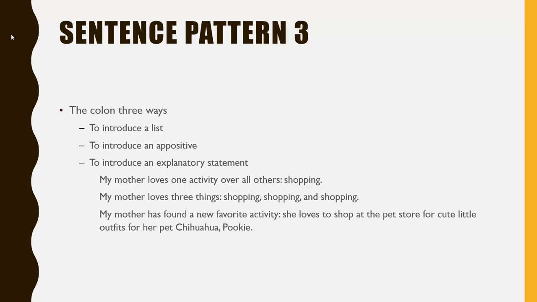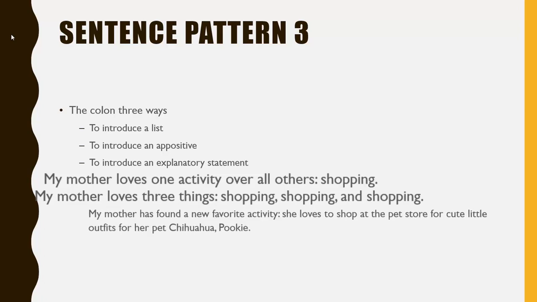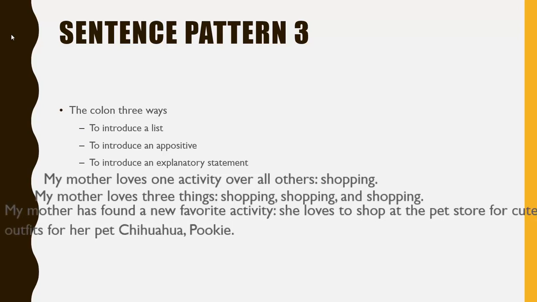Look at the 3 sentences below. What is each colon introducing? As you can tell, the first colon introduces an appositive, a noun, shopping. The second sentence introduces a list, shopping, shopping, and shopping. And the third sentence introduces a complete clause, a standalone sentence. She loves to shop at the pet store for cute outfits for her pet chihuahua, Pookie.